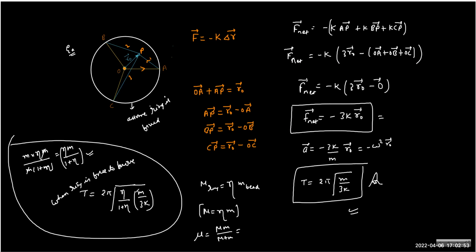Because the k equivalent we got, you can just call it this. This implies k equivalent is pk. And once you get the k equivalent, you don't solve anything. You can just write the time period equals 2 pi under root mu by k equivalent. So that was the whole idea of solving this question. Okay. Is it clear?